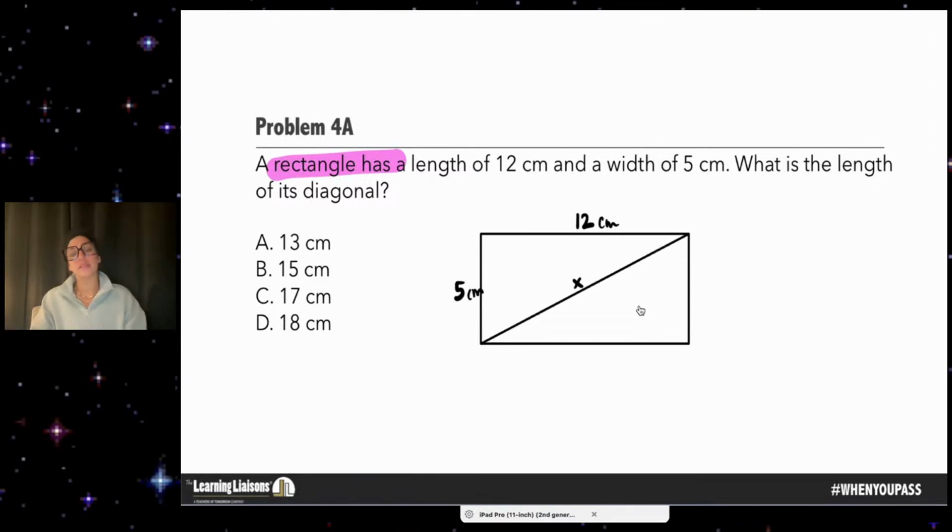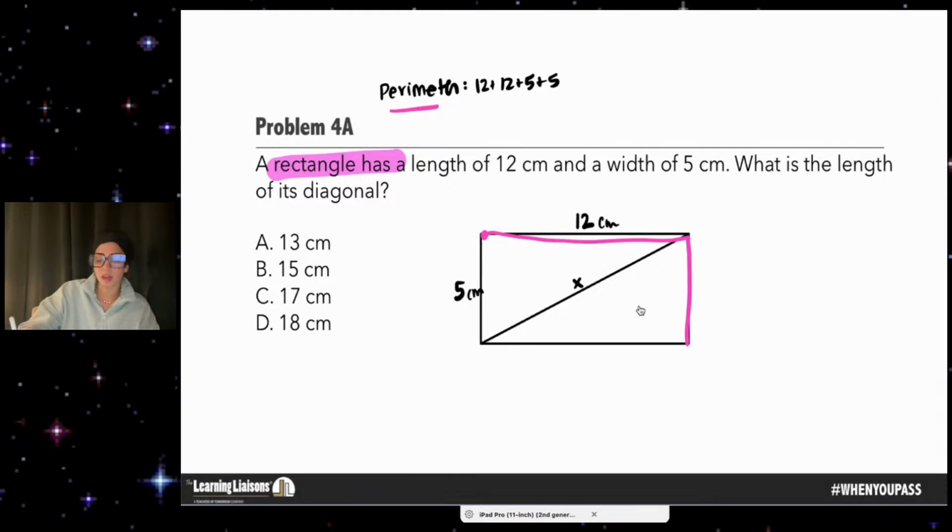Now, if they asked for perimeter, we would do 12 plus 12 plus 5 plus 5. Why? Because perimeter is the distance around the shape.